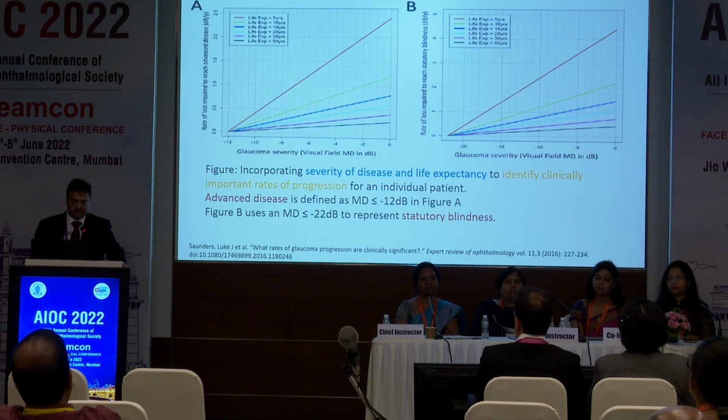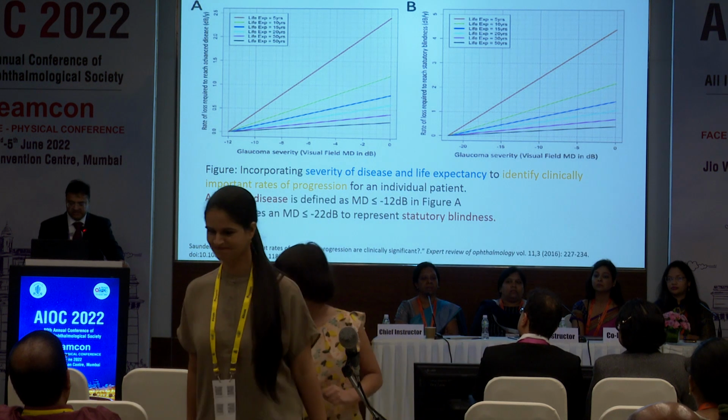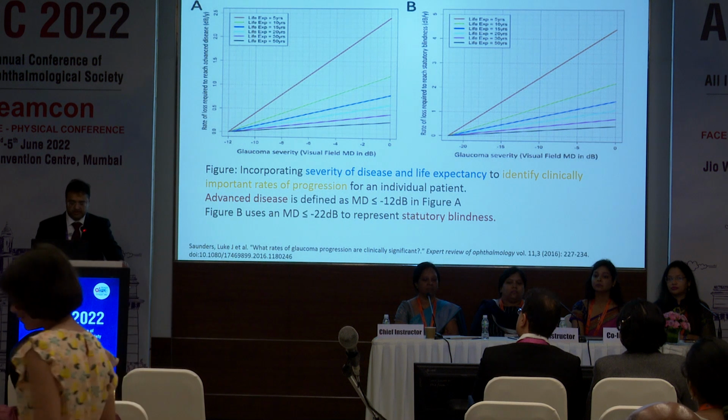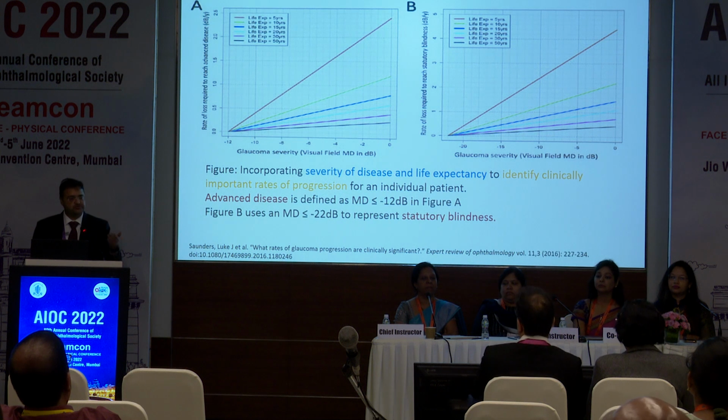These are different graphs showing different life expectancies of the patient: 5 years, 10 years, 15, 20, and 30 years. So it is important to incorporate severity of the disease and life expectancy to identify clinically important rates of progression for an individual patient. You can see in this graph, the first graph is advanced glaucoma, which is minus 12 decibels, and the second graph is minus 20 decibel visual field loss, which is legally blind. Advanced disease is defined as MD less than minus 12 decibels, and in figure B you can see MD is less than minus 22, which represents statutory blindness. So different life expectancies have different rates of progression, with a different slope.